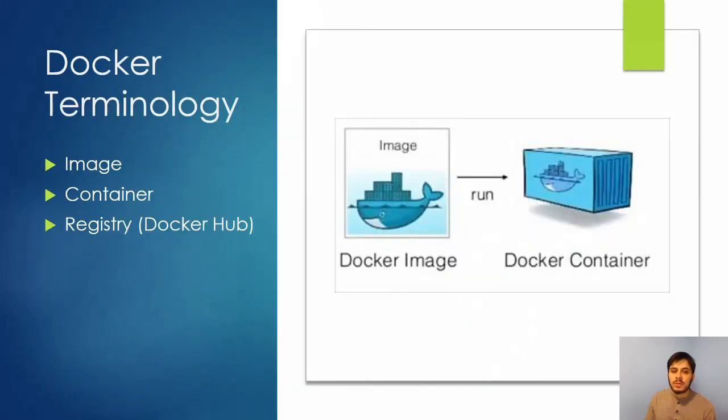So let's talk about Docker terminology real quick. A Docker image is basically a read-only copy of your application, and then once you are actually running that image, once you build it and have an instance of it, that's what a Docker container is. And users can interact with the container and make changes with it.